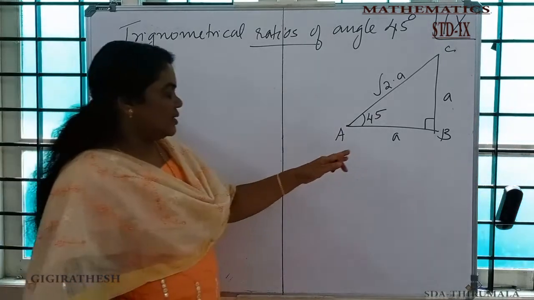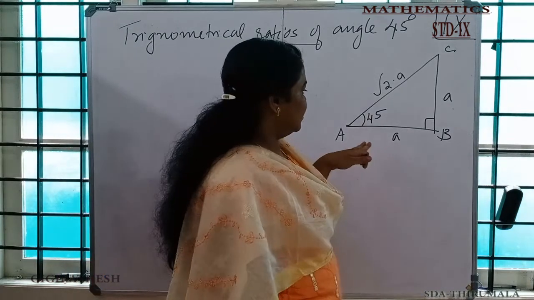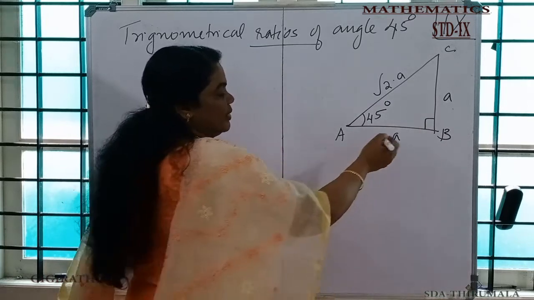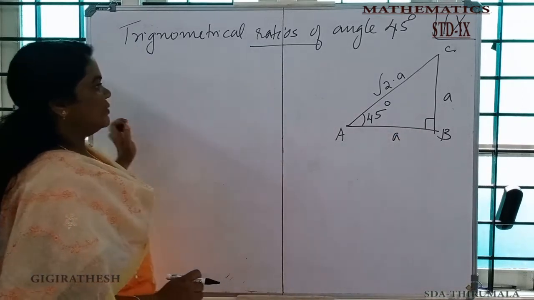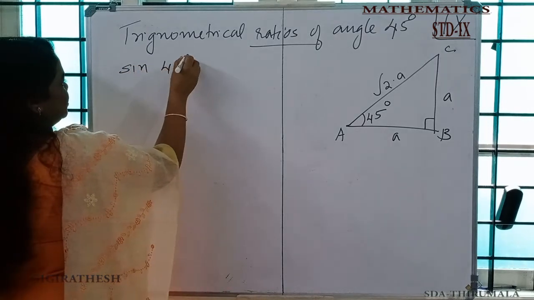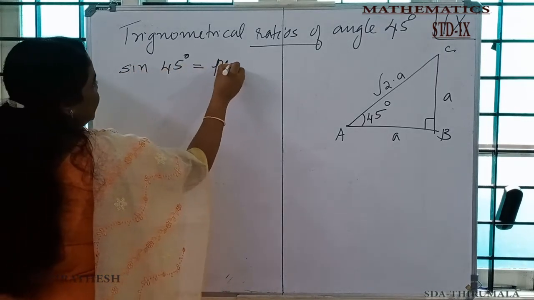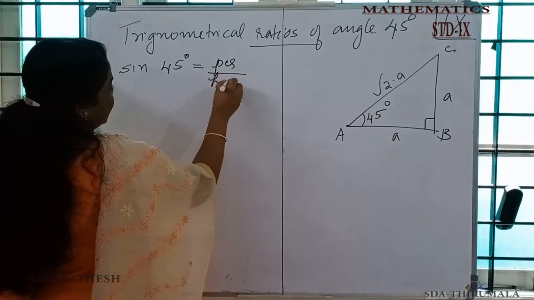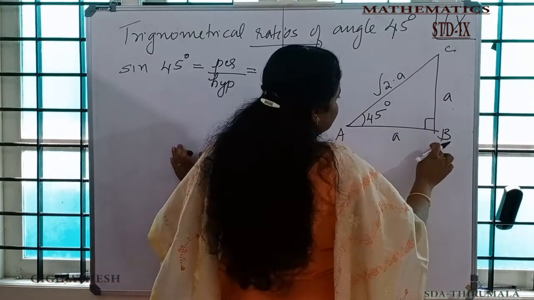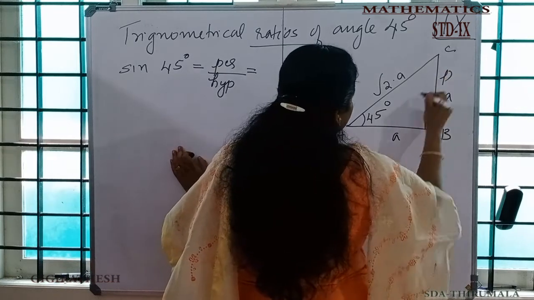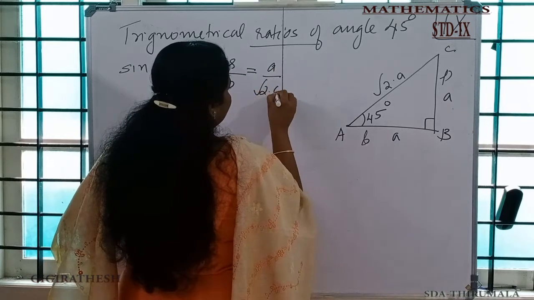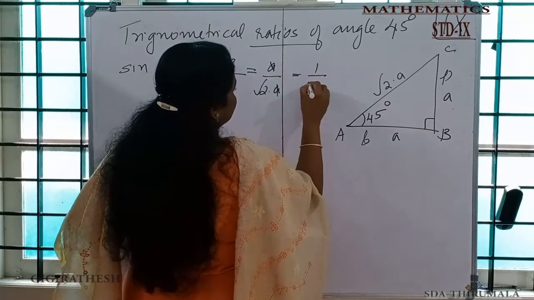Here this is a right angle triangle, and this angle is 45 degree, and angle B is equal to 90 degree. Sin 45 degree is equal to perpendicular by hypotenuse. Perpendicular is a, and hypotenuse is root 2a, and cancelling a we get 1 by root 2.